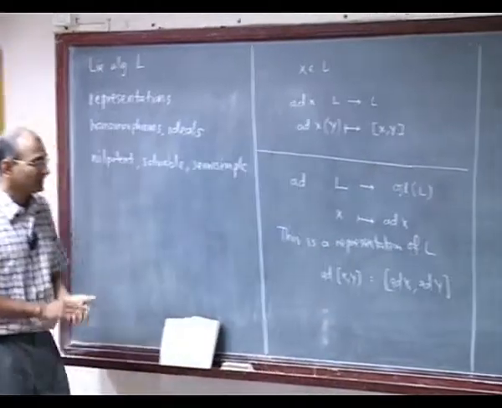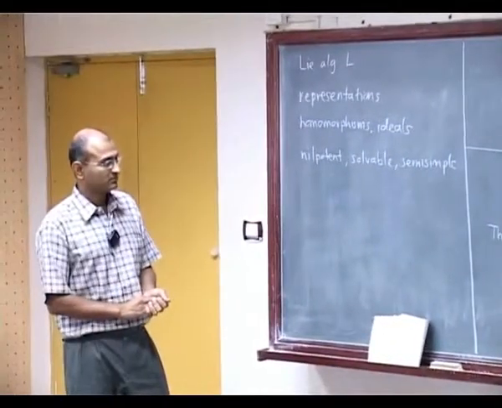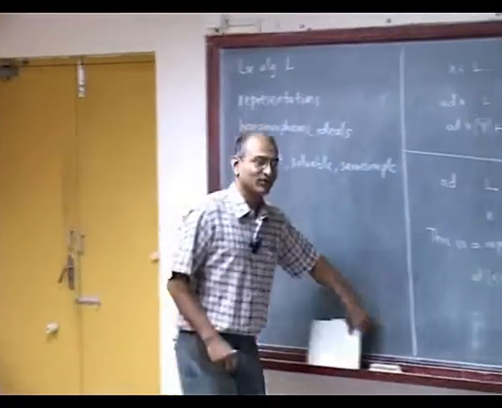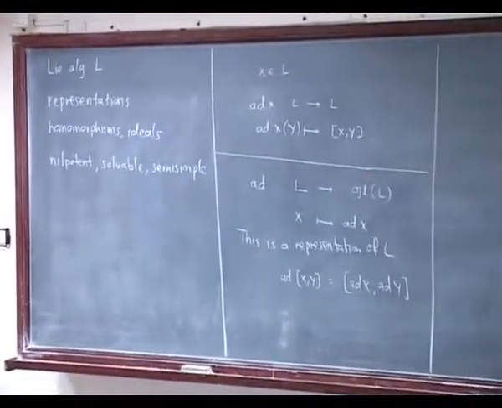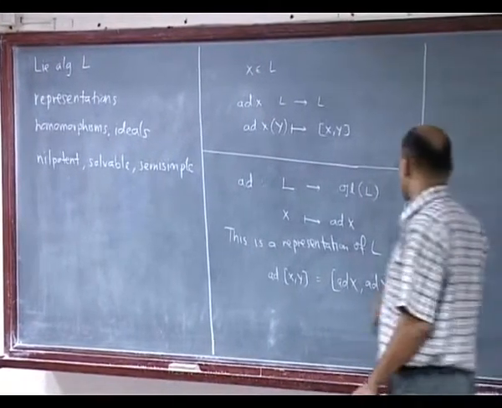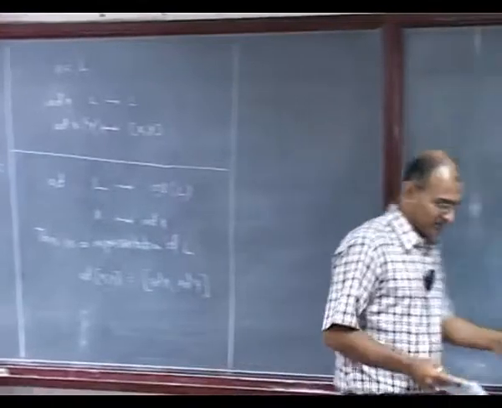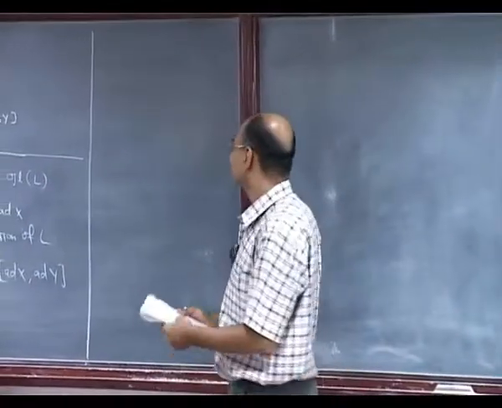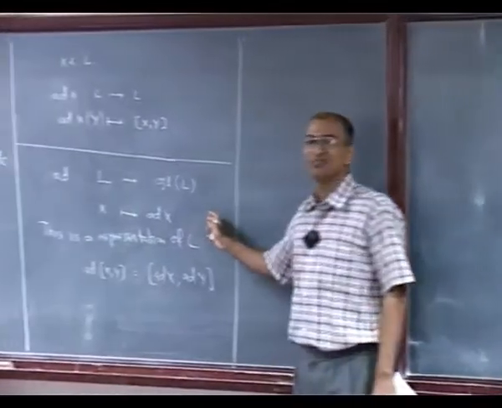So this is a check, and I think maybe you can just do it on your own. Shall we do it, or I think, yeah, I'll just leave it. So you can check this. So this is a God given representation that comes with any Lie algebra, and it's a very important representation.